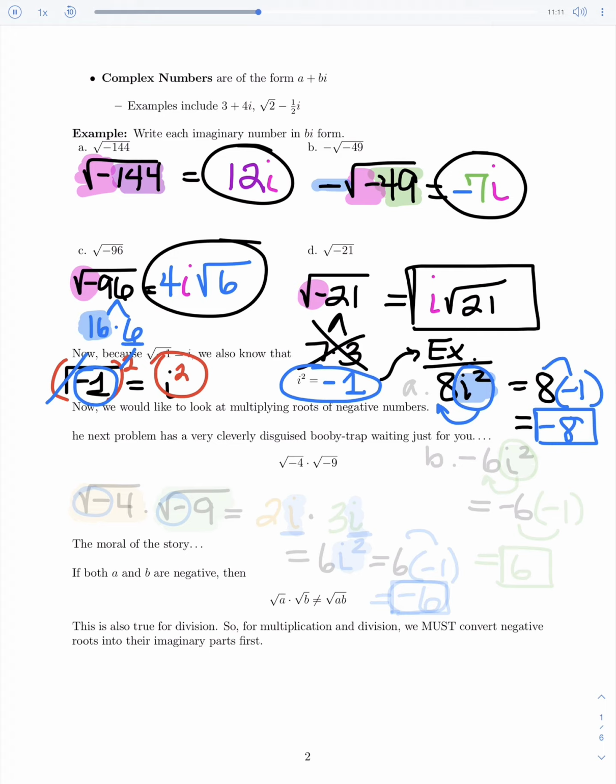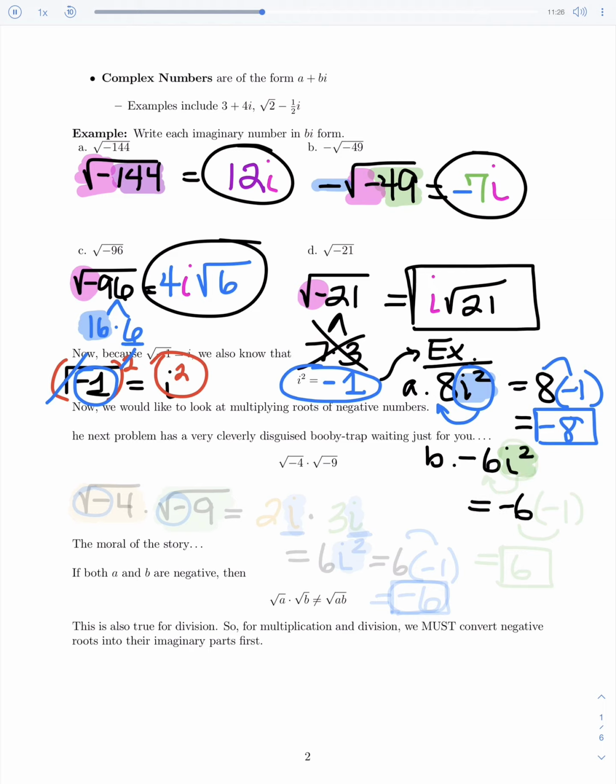Let's try another one. So let's call that one A. Let's do another one. Let's look at B. What if you had, let's say, negative 6i squared? Let's do the same thing. The i squared would turn into a negative 1.